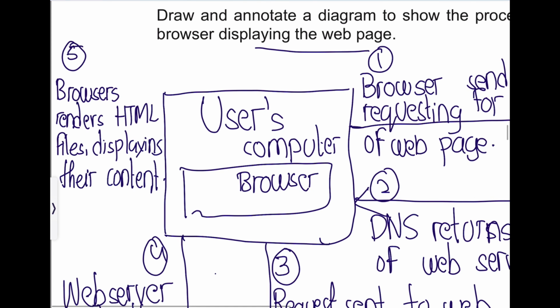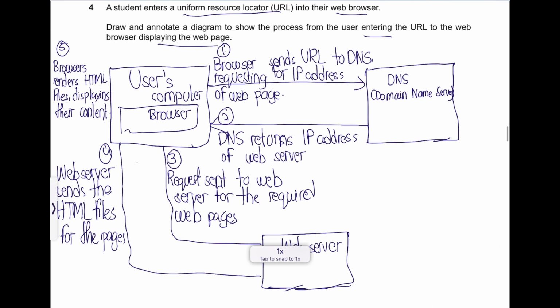I hope this is clear, I'm going to explain it once again. So basically, first, after I enter the URL, it is sent to the DNS, which will find the IP address for that URL's web server, which is sent back to the browser. The browser will send this to the web server, and the web server will send the appropriate HTML files for the web pages required. And then the computer will render the HTML files, and then it will display their content. Now let's move on to question number 5.